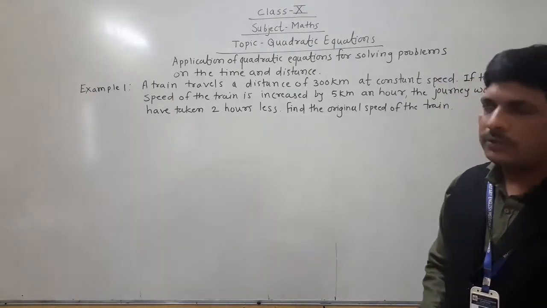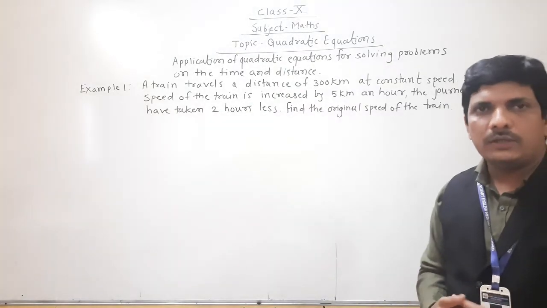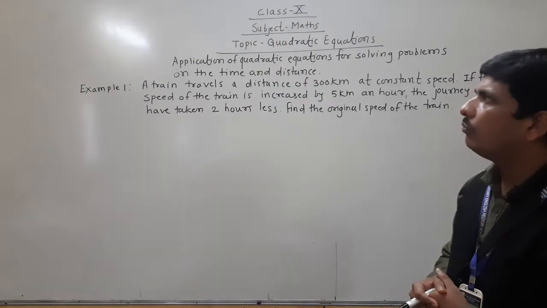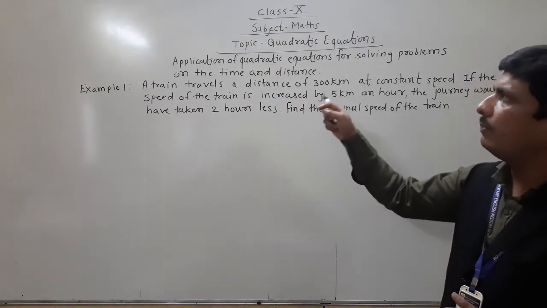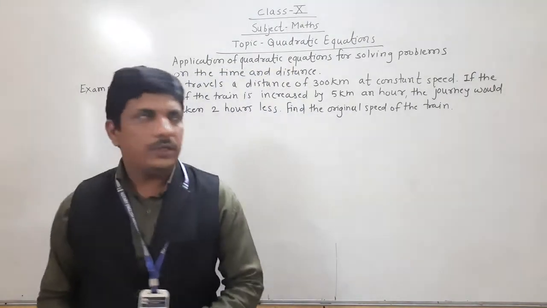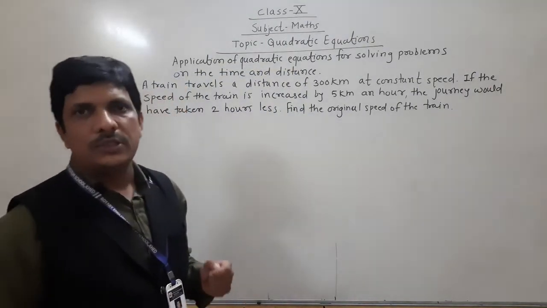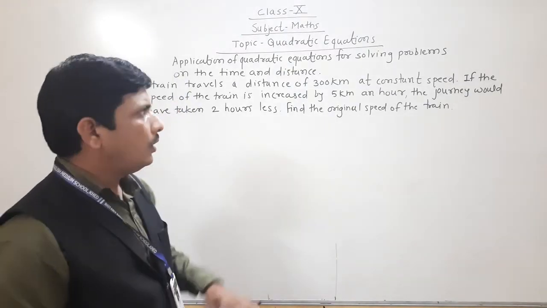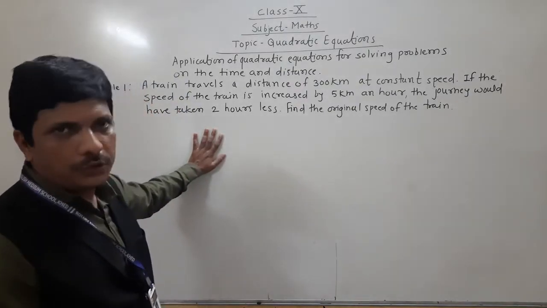Today we are going to see our next point from the same lesson, that is application of quadratic equations for solving problems on the time and distance. Before this, we have seen the word problems which depend on the numbers. Now we are going to see the word problems which depend on time and distance: speed, distance, and time. Already we have studied this. Speed is equal to distance upon time. The same formula we are going to use.